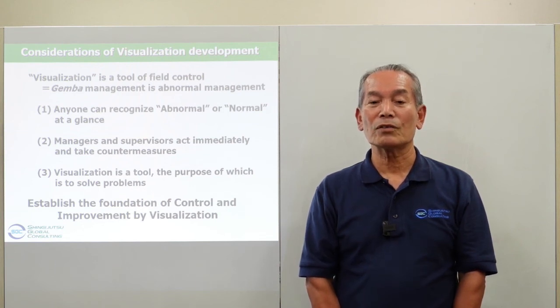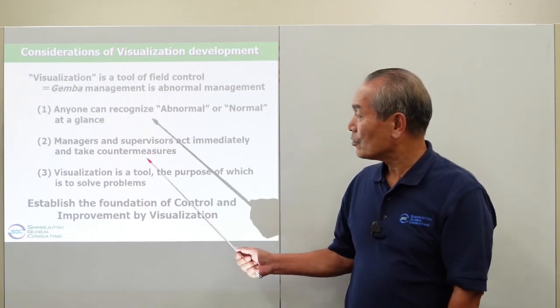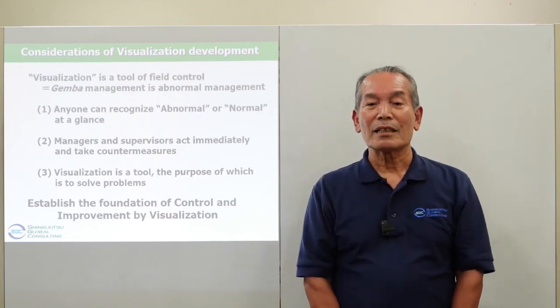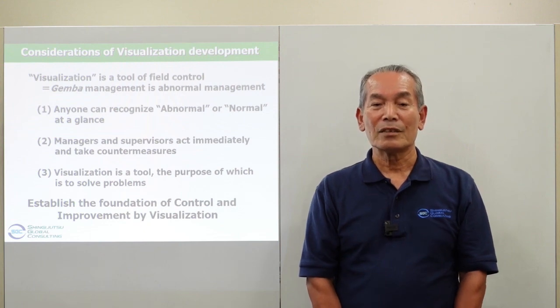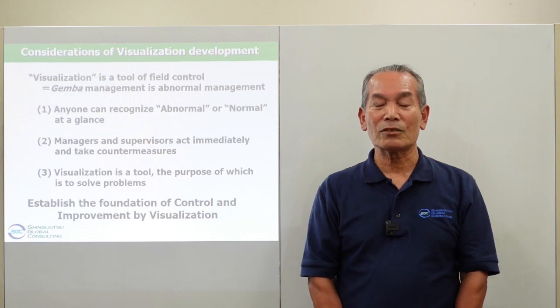Visualize by using shape, color, or sound to make things easy to notice. The second point is that managers and supervisors have to respond quickly when abnormality occurs. This action will build a trusted relationship with workers.